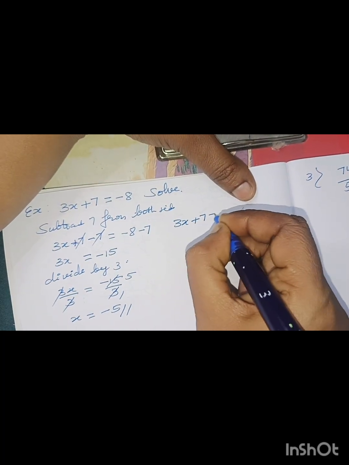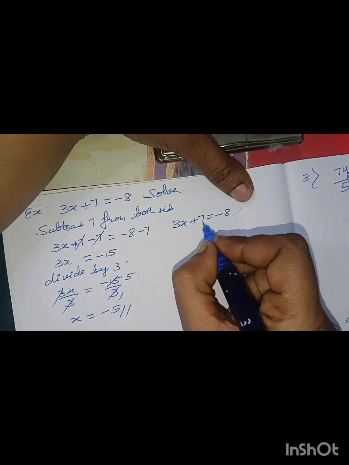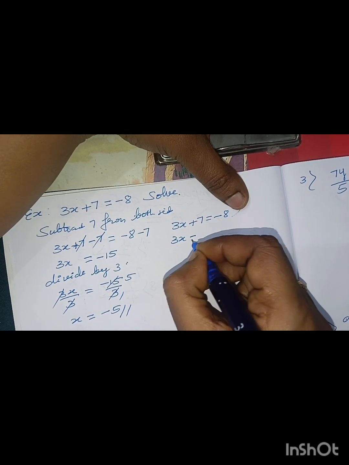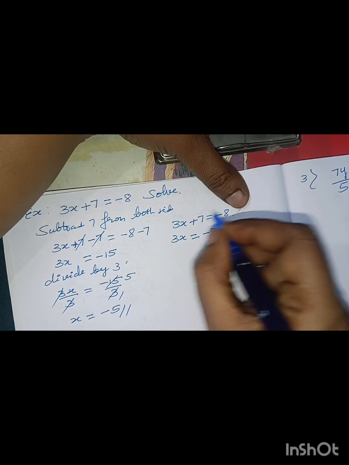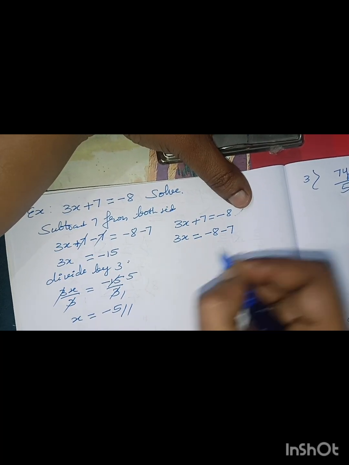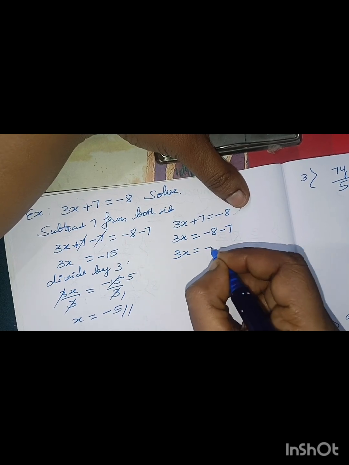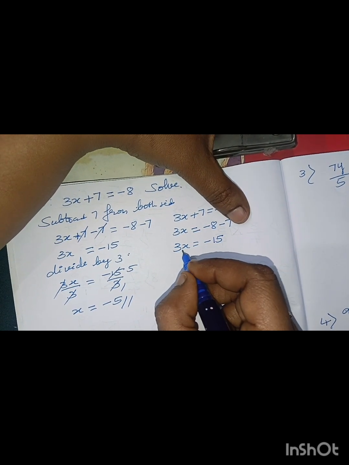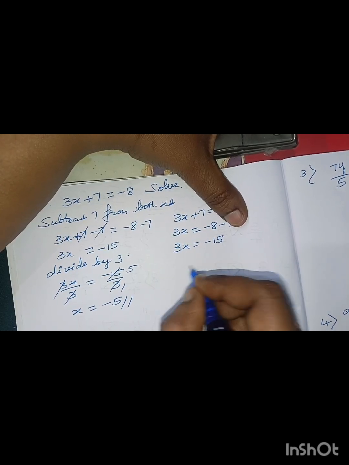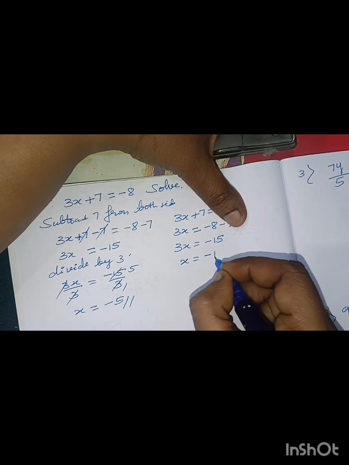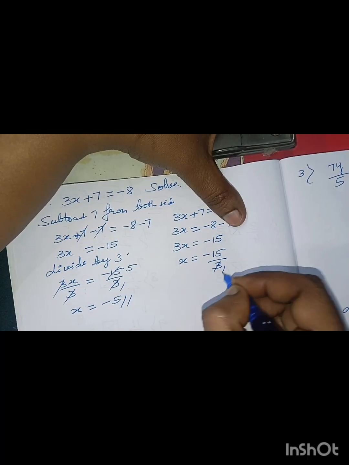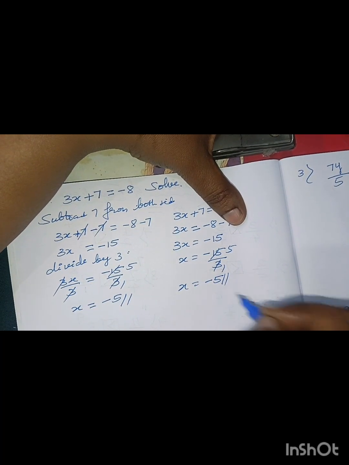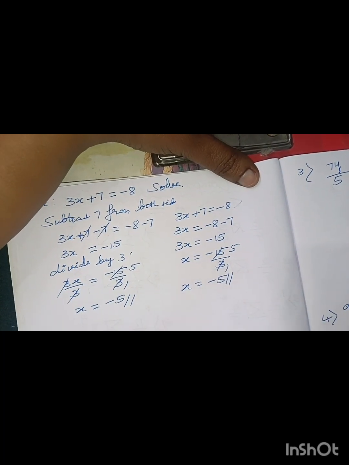We can do the same example by the transposing method also. 3x plus 7 equals minus 8. Here we transpose plus 7 to the RHS. 3x equals minus 8 plus 7 will transpose and become minus 7. 3x equals minus 15. Now multiply by 3 will transpose and become divided by 3. 3 ones are 3, 3 fives are 15. x equals minus 5. Here we get the same answer by different methods.